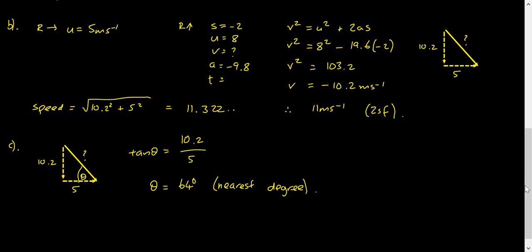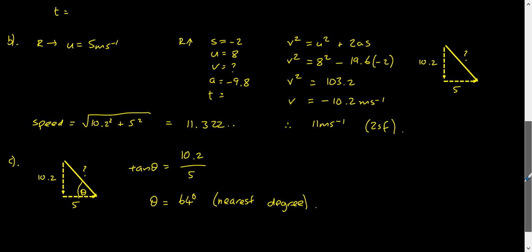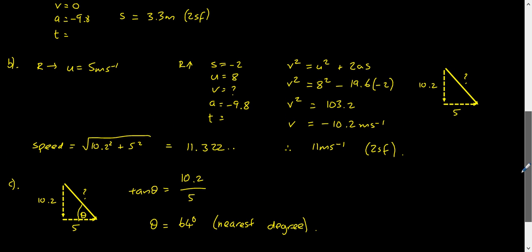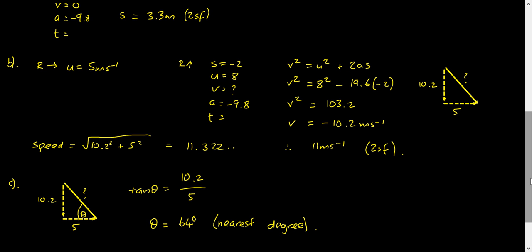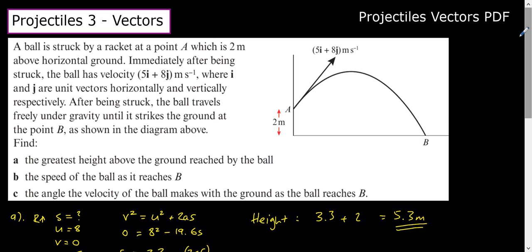So there we have it. Hopefully you can see that using vectors actually makes projectiles questions easier because we don't have to use sine and cosine for the angle. Thank you very much.